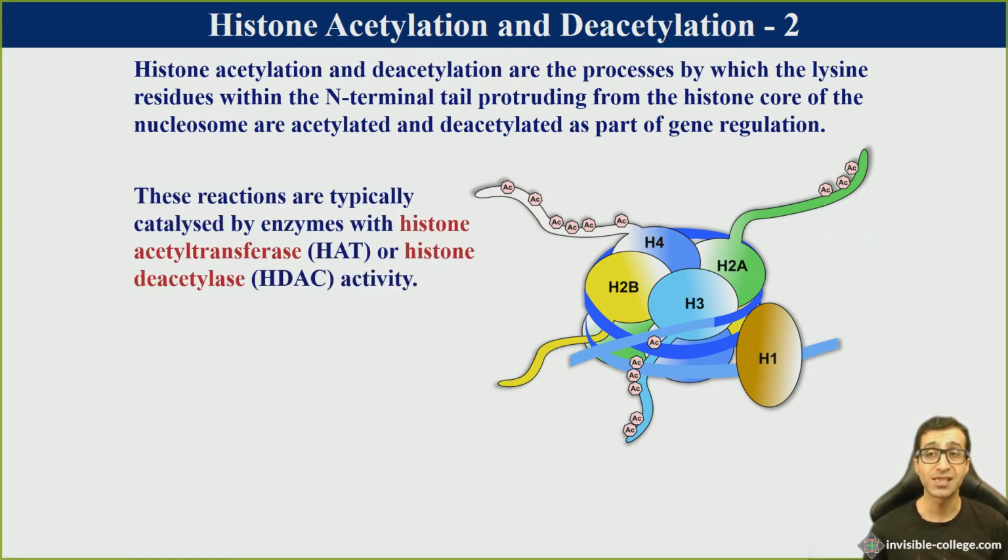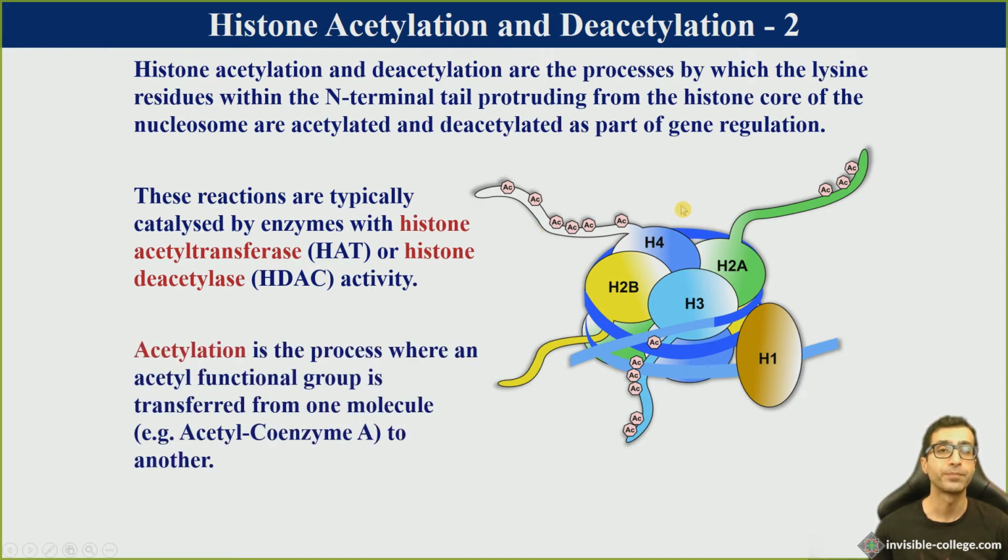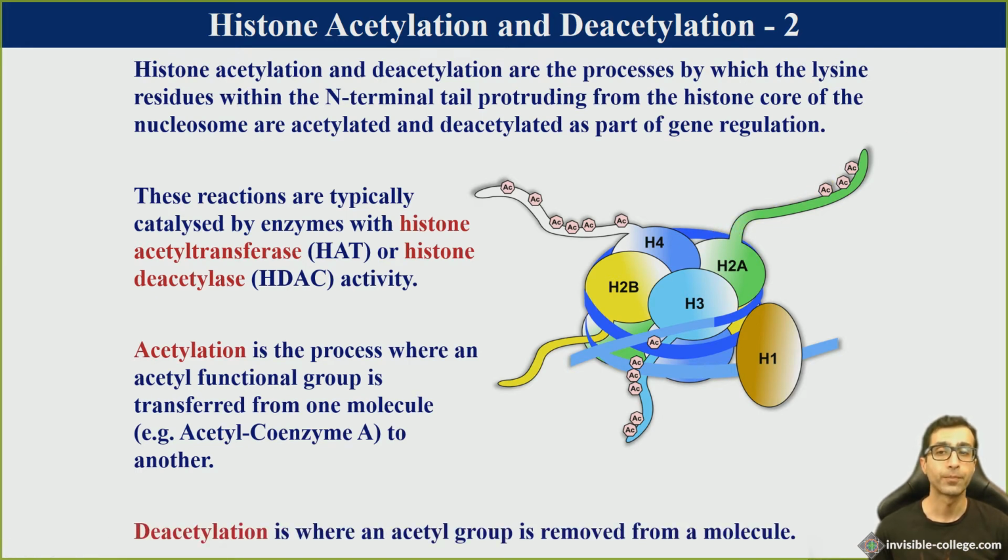These reactions are typically catalyzed by enzymes with histone acetyltransferase or histone deacetylase activity, and these are typically abbreviated HAT and HDAC. Acetylation is the process where an acetyl functional group is transferred from one molecule, such as acetyl coenzyme A, to another molecule, such as these histone proteins. Deacetylation is the opposite, where an acetyl group is removed from a molecule.